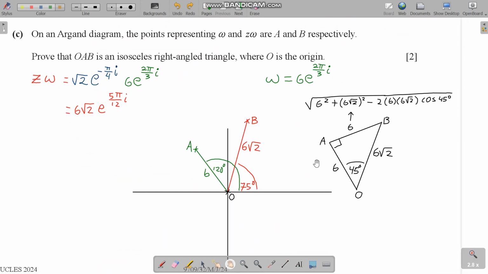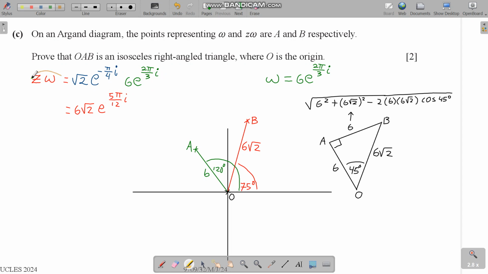Now on an Argand diagram, the points representing omega and z omega are A and B. Prove that OAB is an isosceles right angle triangle where O is the origin. Previously we have the z and the omega in the exponential form. When we multiply complex numbers in exponential form, we multiply root 2 times 6, we get 6 root 2. And when we multiply e to the power of, same base, we simply add the powers. So minus pi over 4 plus 2 pi over 3, we get 5 pi over 12.